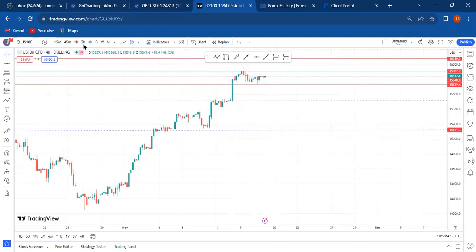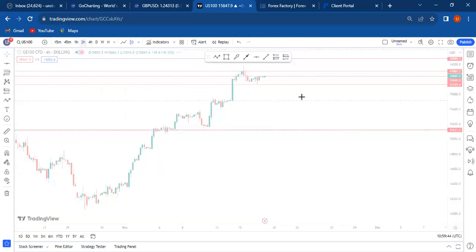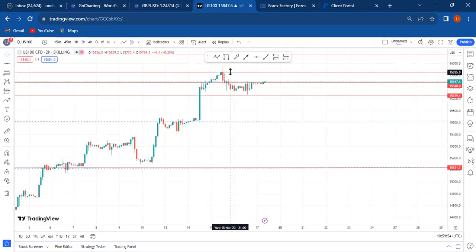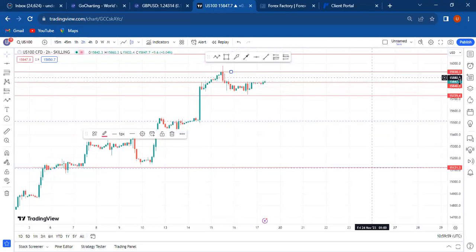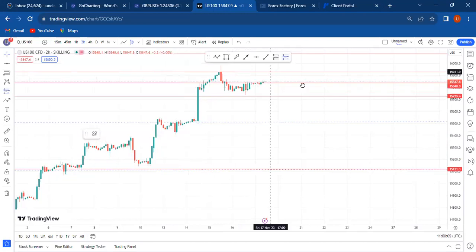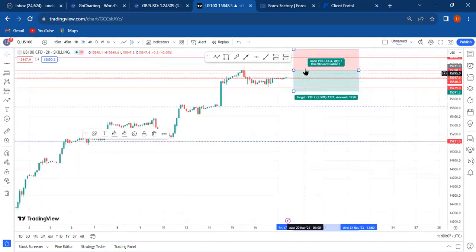Now, if price is unable, like I've seen this now, price might not be able to break this 159 area. So if I see a rejection around this, in fact, price is not going to break it, because this has been tested, right? So if I see rejection around this 15930, I am going to sell. So 2 hours time frame, Nasdaq, something like this.